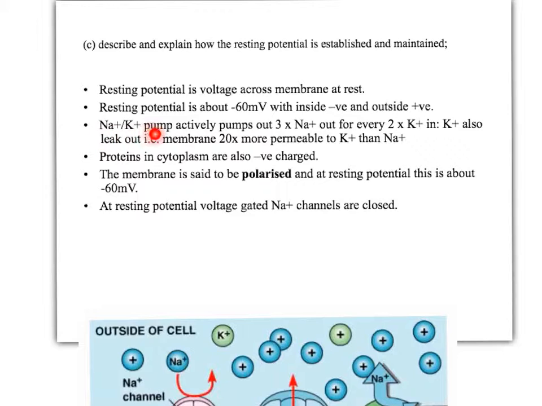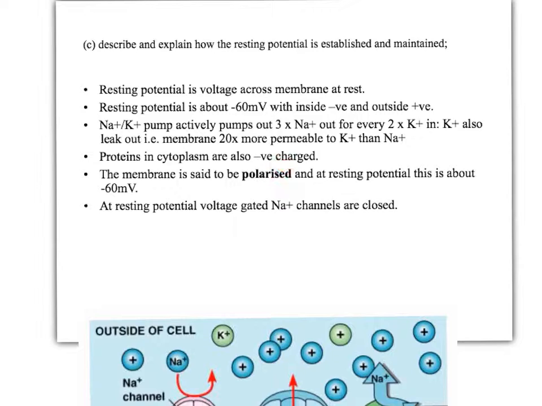It's created by the sodium-potassium pump, which pumps out 3 sodium ions for every 2 potassium ions that it pumps in. But the potassium ions also leak out. The membrane is 20 times more permeable to potassium ions than sodium. So even though the potassium ions are pumped into the cell, they tend to leak back out again. As well as that, adding to that, we've got proteins in the cytoplasm or axoplasm of the neuron which are negatively charged.